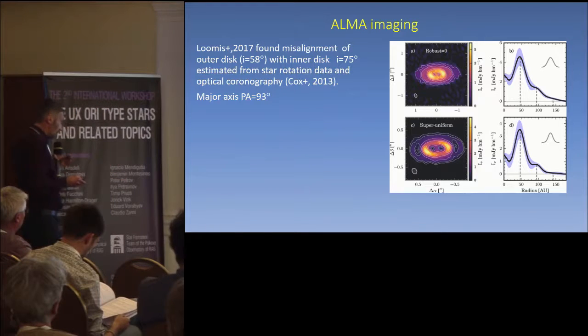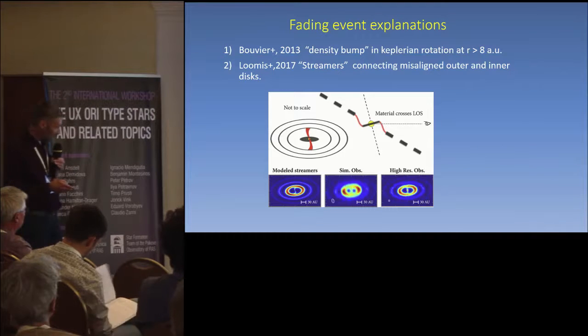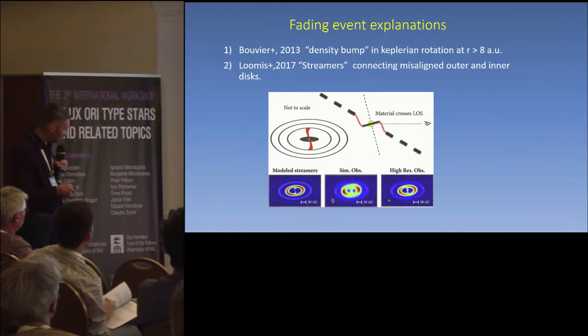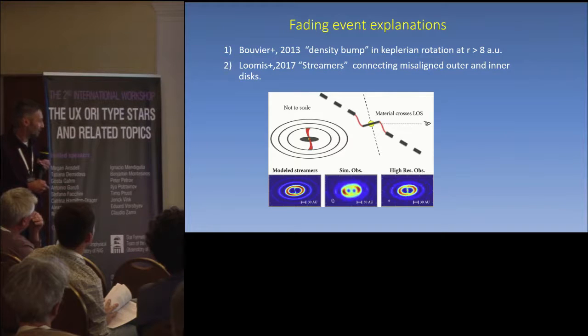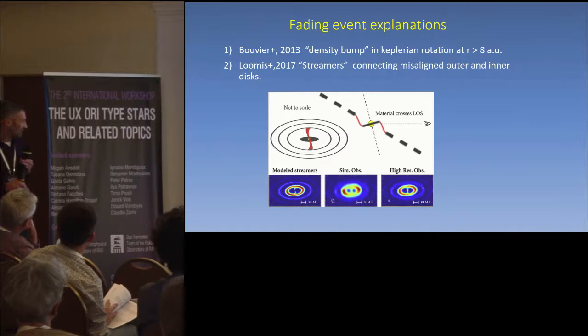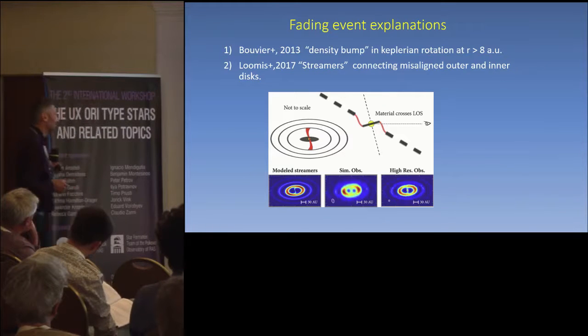And the authors of this ALMA research even proposed an explanation for the fainting event. They speculate that probably there are some streams of matter connecting the outer disk to the inner disk, and the fainting event is the intersection of the stream and the line of sight. This is, of course, highly speculative because it's difficult to understand why matter should flow from the outer disk to the inner disk at the point of maximum separation of inner and outer disks. But that was the explanation.